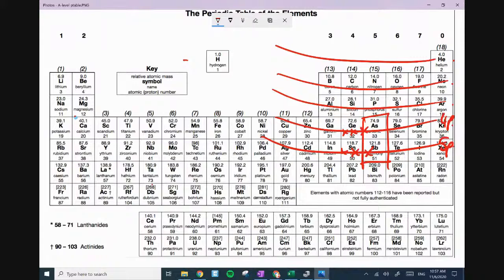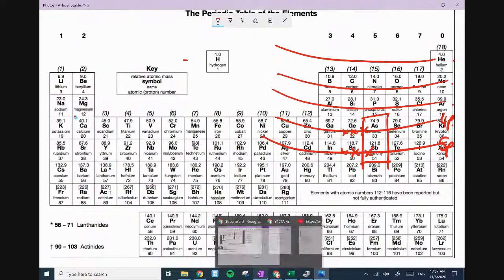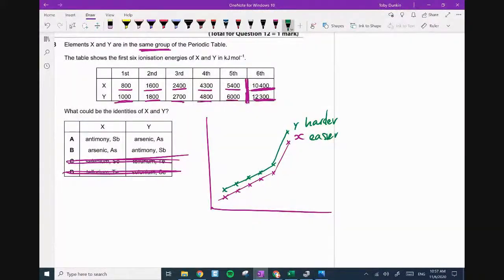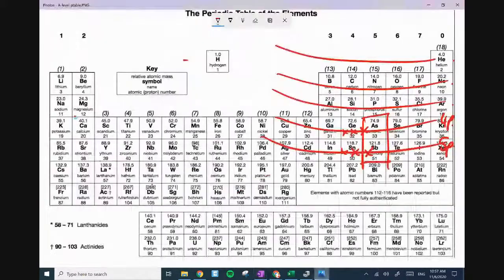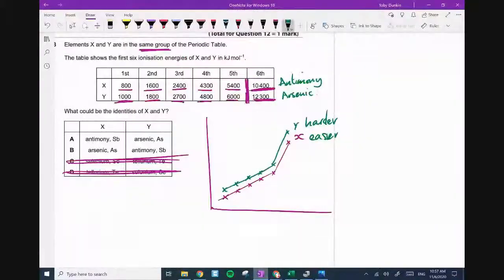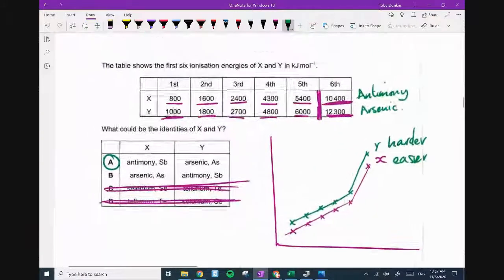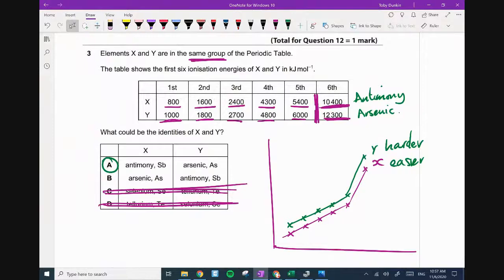Right. So antimony is easier to remove. There's antimony. And this one must therefore be arsenic. So arsenic is harder because it's closer. Let's just check that. Arsenic close to the nucleus, harder to remove. That makes total sense. So X is antimony and Y is arsenic. The answer is A. Now that is a grade A star question.